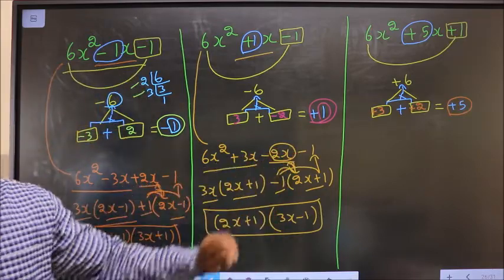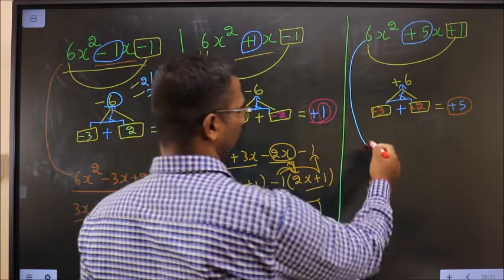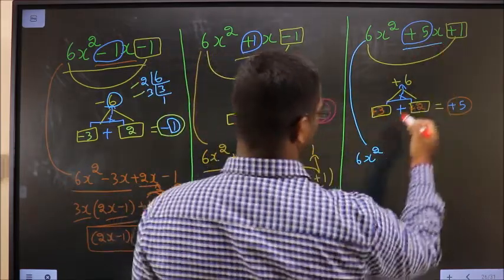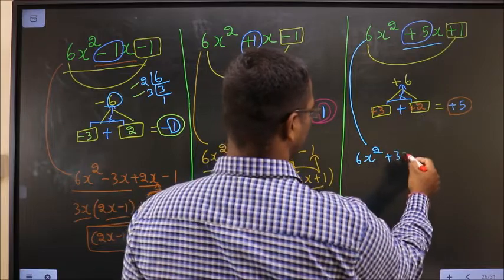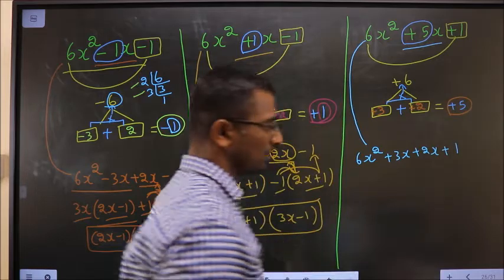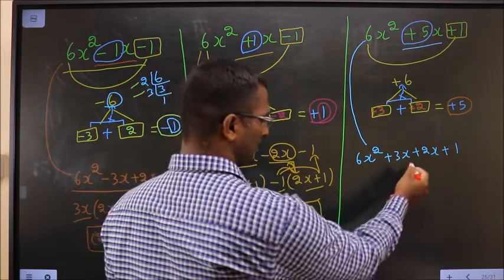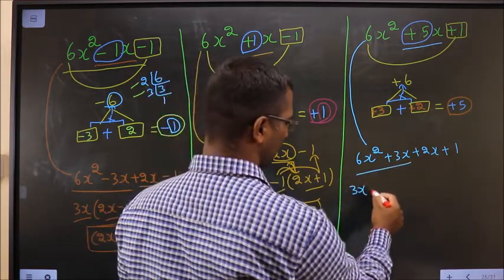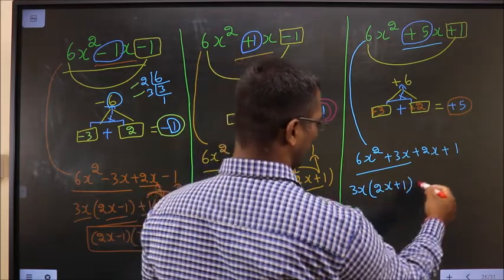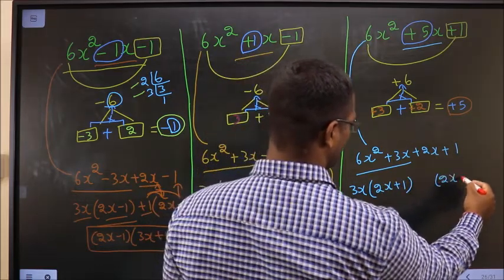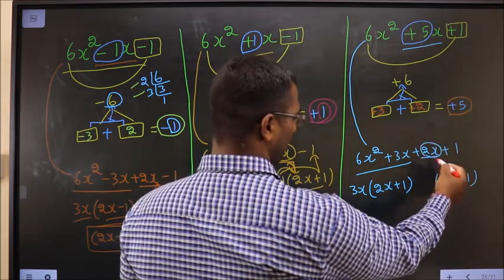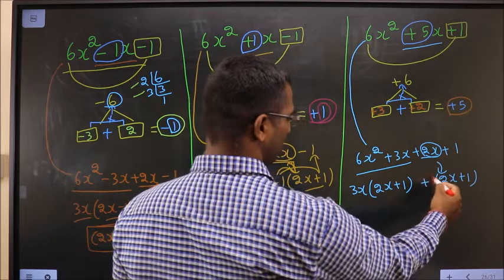Now see that one. This will change to 6x². In place of +5x, now I will be writing +3x + 2x + 1. Okay. What can I take common from these two? 3x. So left with 2x + 1. Here left with 2x + 1. So here also it should be 2x + 1. From this entire 2x is gone inside, means outside is +1.